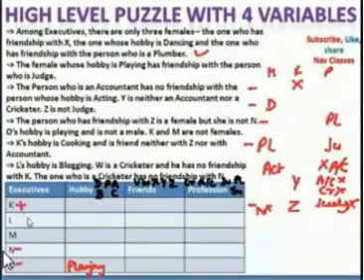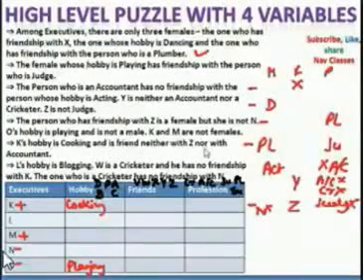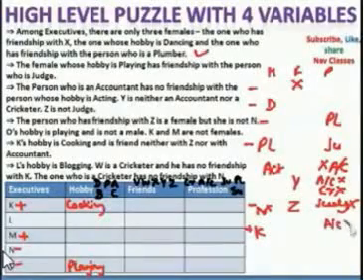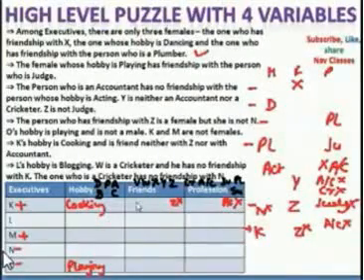Then K and M are not female. If they are not female, then they must be male, so I write plus with them. Then K's hobby is cooking, and K is friends neither with Z nor with the accountant. So we can omit those blocks: Z cross and accountant cross. The accountant will not come here and Z will not come here.